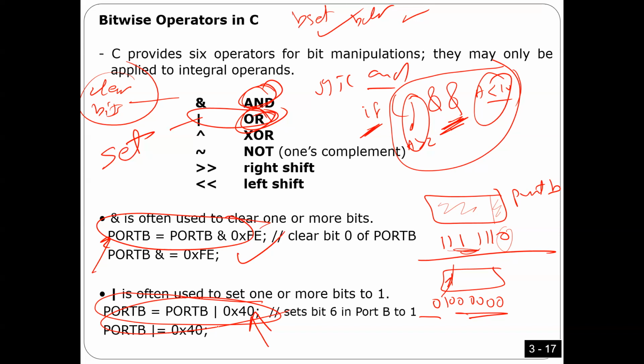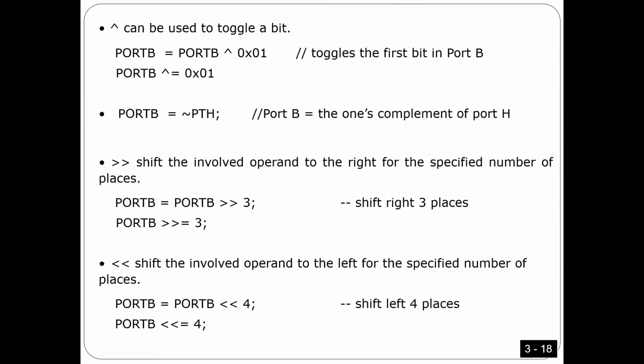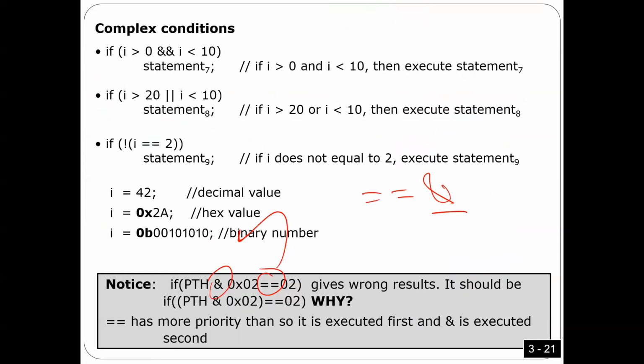Okay, guys. One more thing, as I explained before, AND can also be used if you want to check some bits, if it is 0 or 1. This is the example I'm giving you here. For example, here we have port H, so this is PTH, port H. And then I'm going to do logic AND with, so the bits you don't want to check, you put zeros, as I explained before.